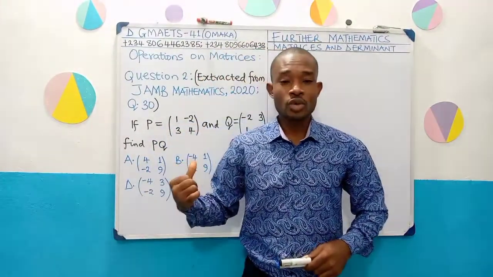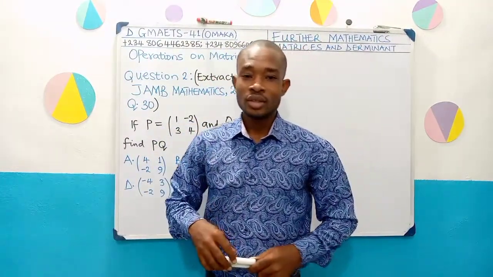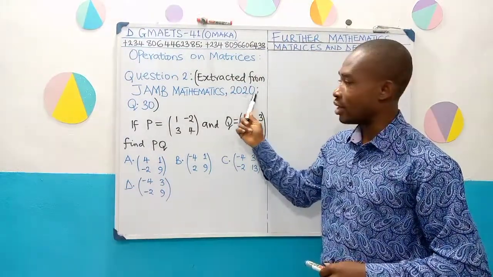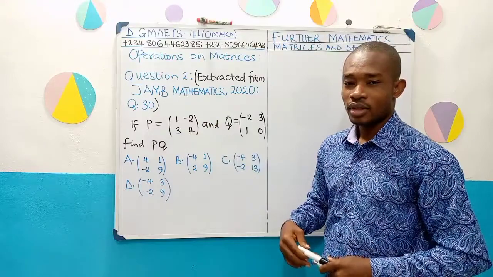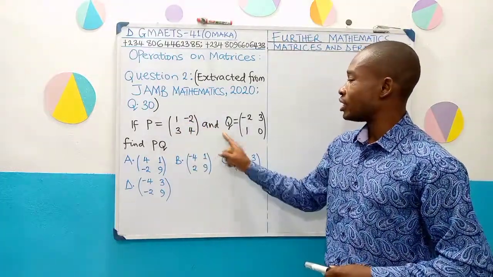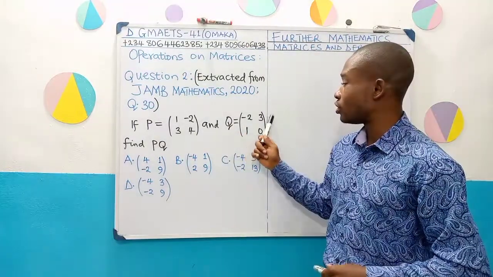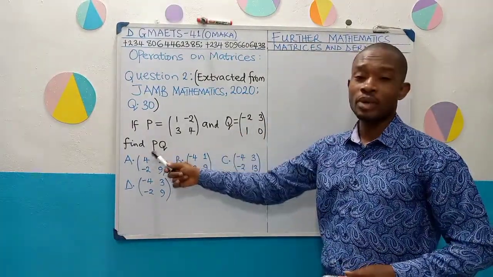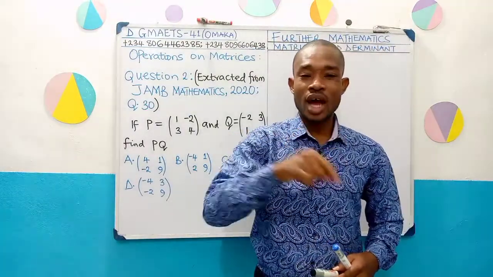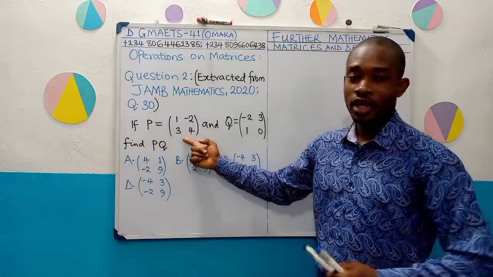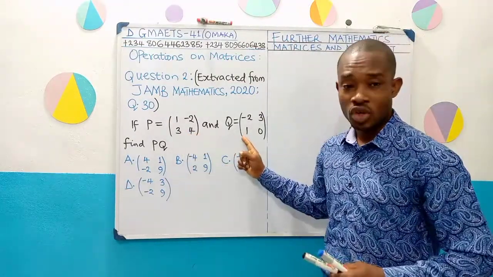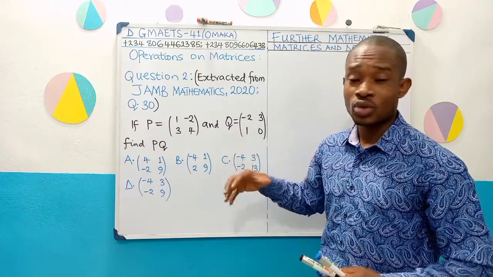Next in this video, we've got another question, still JAMB Mathematics 2020, question 30. The question says if P equals [1, -2; 3, 4] and Q equals [-2, 3; 1, 0], find PQ. To find PQ simply means obtain P times Q. Matrix P has been given to us, a 2 by 2 square matrix, and matrix Q has also been given to us, a 2 by 2 square matrix.